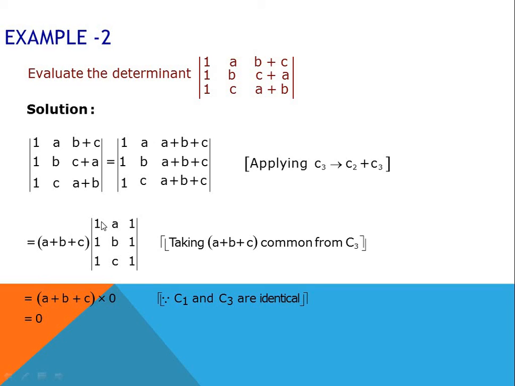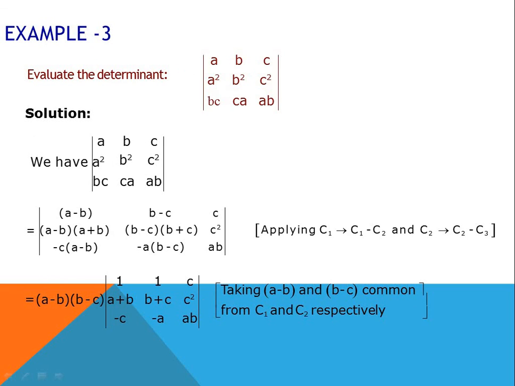Now if you see that the first column and the third column have the same elements, so the value of this determinant is 0. And the answer for this determinant is 0. Next example, evaluate the determinant. First column as A square, BC, second column as B square, CA, and third as C square, AB.